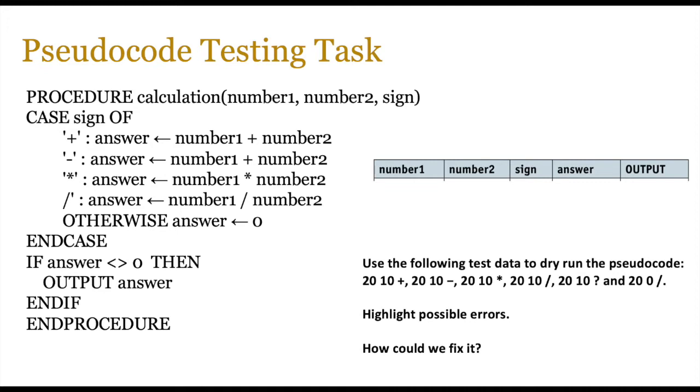Now, you might be able to spot the error straight away, but what I want you to do is go through the process of using a dry run to detect it and show evidence for it and then fix it. Okay, so pause the video and go through this.